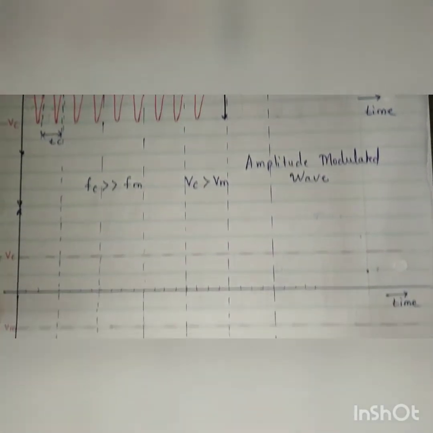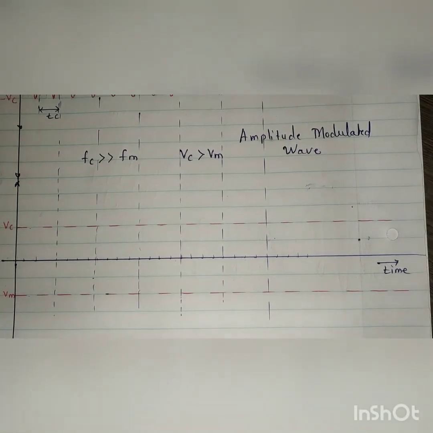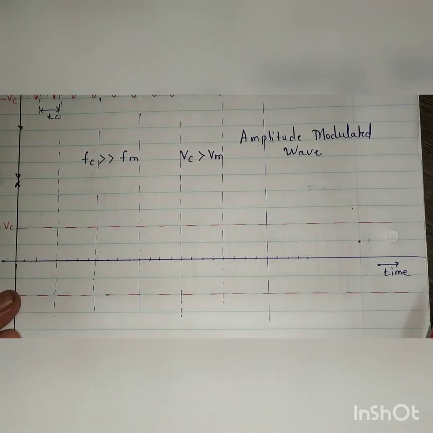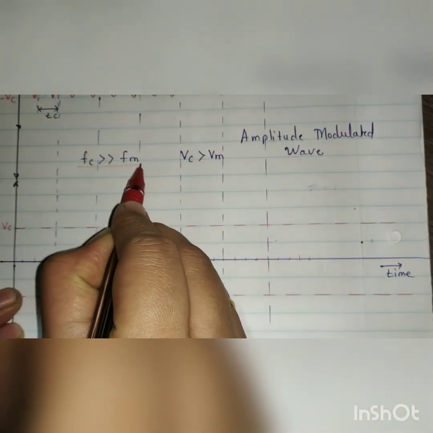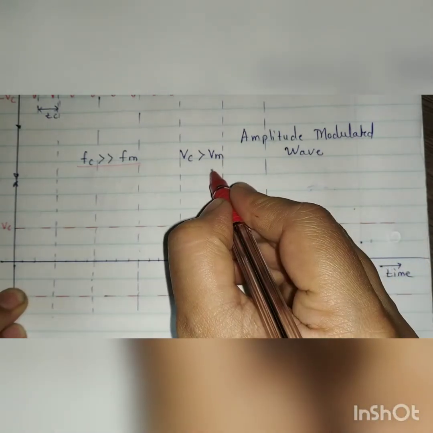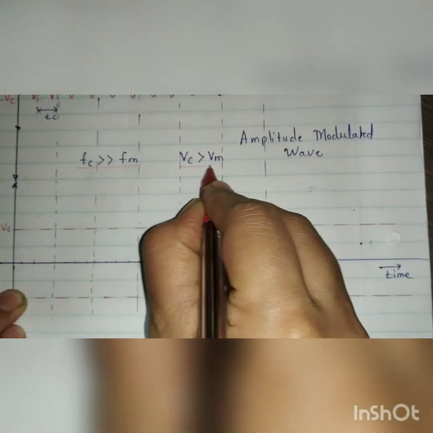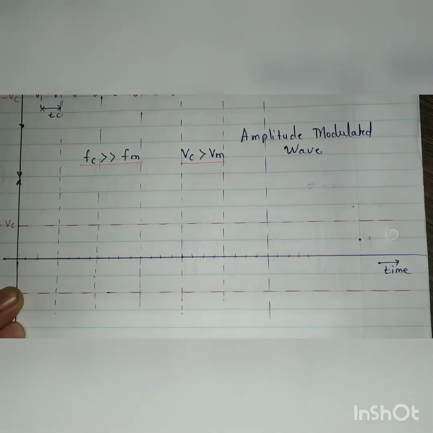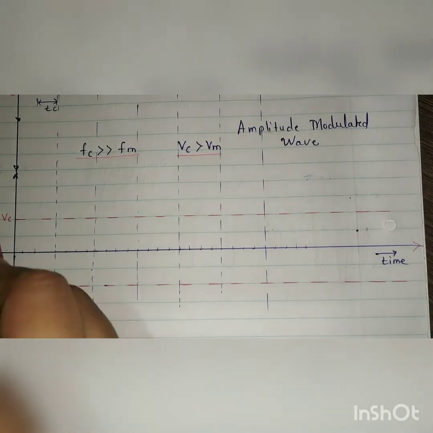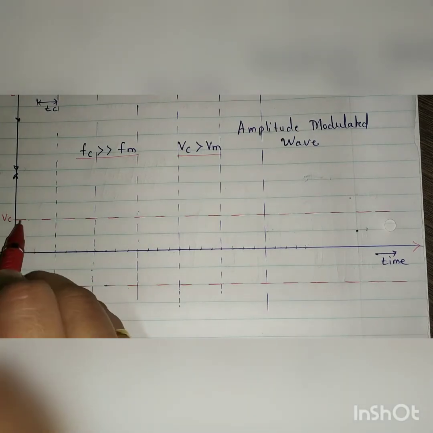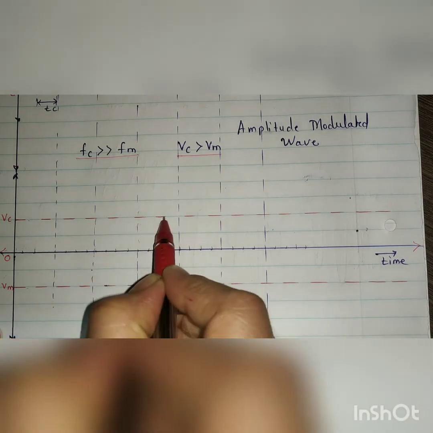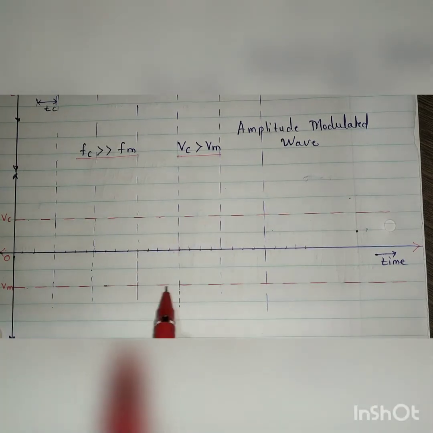Now we will draw amplitude modulated wave. Already I have told you your carrier frequency should be much greater than modulating signal frequency. Similarly, carrier voltage should be greater than modulating signal voltage. Now here I have drawn time axis as a reference axis. So this is your zero line reference. With this zero line reference, I have drawn dotted plus VC line and minus VC line.